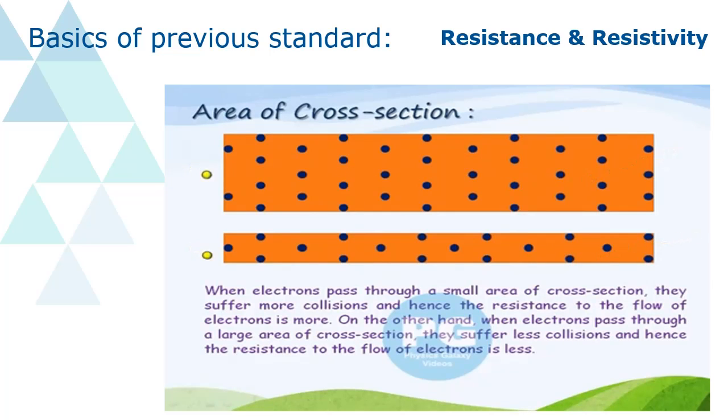So we can say more is the area of cross-section of a conductor, less will be its resistance. And, less will be the area of cross-section of a conductor, more will be the resistance. And hence, the resistance is inversely proportional to the area of cross-section.